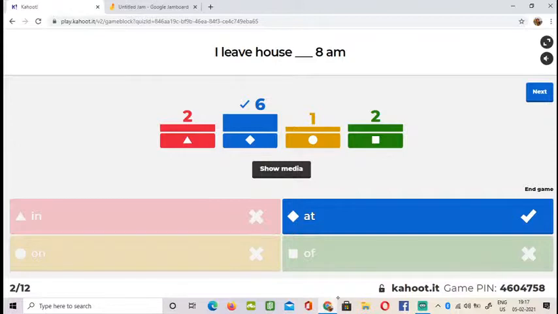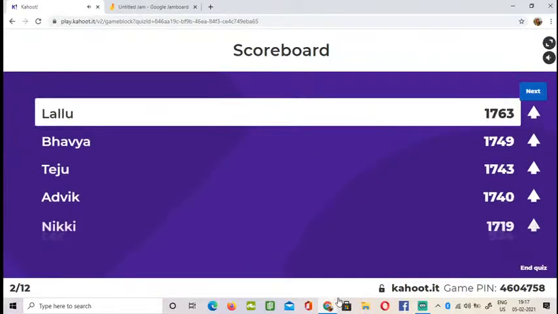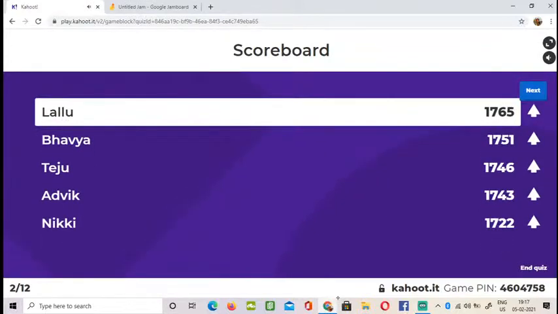So now let's see the scoreboard. It's Lallu in the first, and Bhavya is in the second, and Teju is in the third, and Advik is in the fourth, and Nikki is in the fifth. That's very good, all of you, and I hope you will keep up. So now let's move on to the next question.